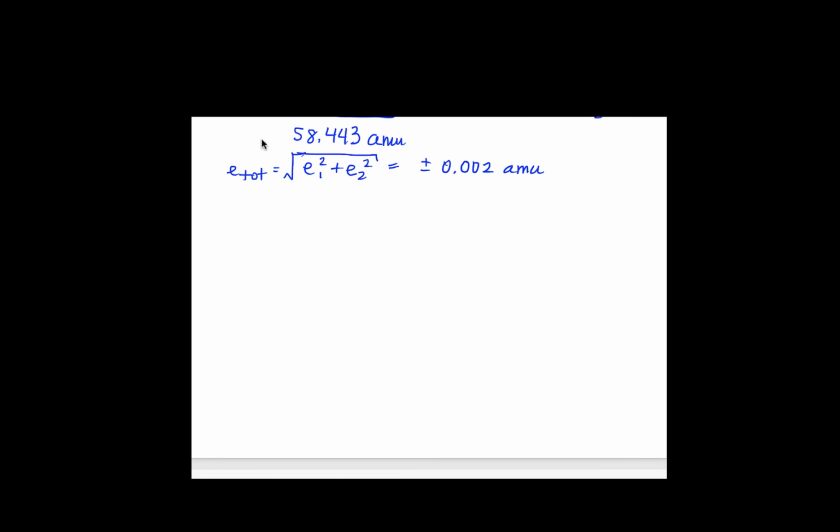However, if we have a polyatomic, like, for example, benzene, then we have a slightly different situation. If we look up our atomic masses, so go ahead and pause the video and look those up for carbon and hydrogen.